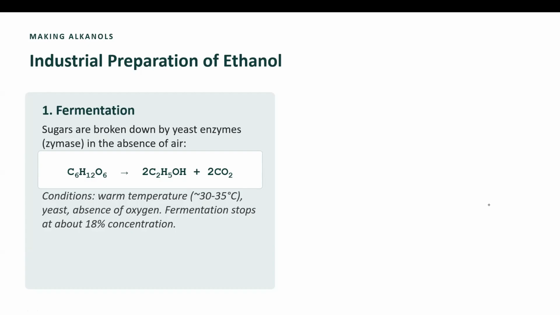Zymase. Very good. So the name of the enzyme is zymase. Remember, I repeat, the enzyme is not yeast. The enzyme is present in yeast. Now, absence of oxygen, that is why we say anaerobic. Then fermentation stops at about 18% concentration.